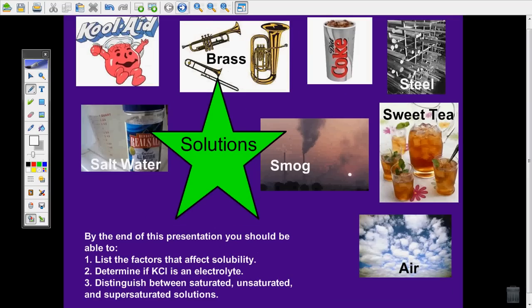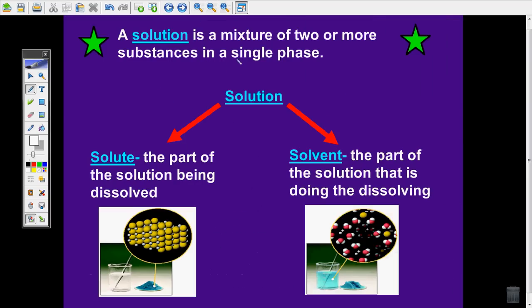Alright, so a solution is a mixture of two or more substances in a single phase. So it doesn't matter what your state of matter is. It could be liquid, solid, gas. Two things make up a solution: the solute, which is the part of the solution that's being dissolved, and the solvent, which is the part of the solution that's doing the dissolving. The solvent is also the one that's more abundant. So you're going to have more of the solvent, and you'll have less solute.